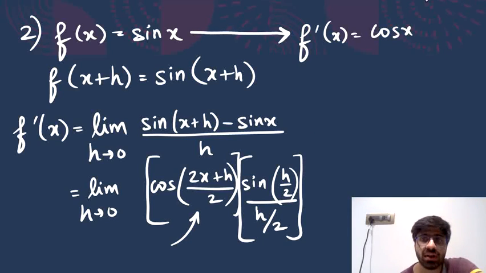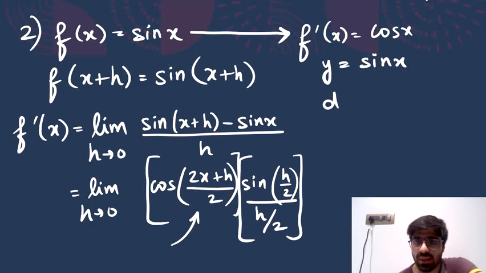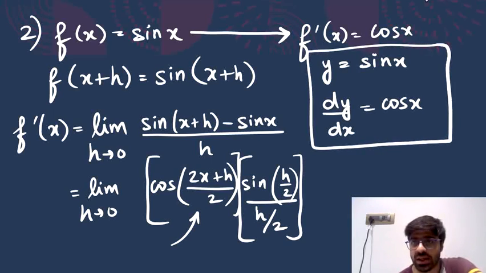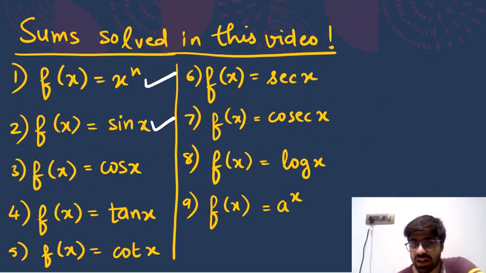So if f of x is sin x, f dash x will be equal to cos x. And if you want to write it in a different way, you can say that if y is equal to sin x, then dy by dx, that is derivative of y with respect to x, that is f dash x, will be equal to cos x. So that's how we have solved our second question.